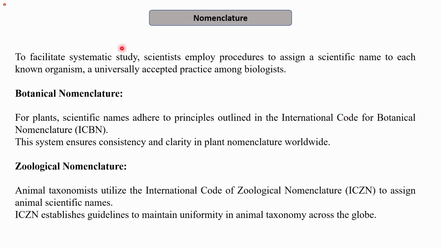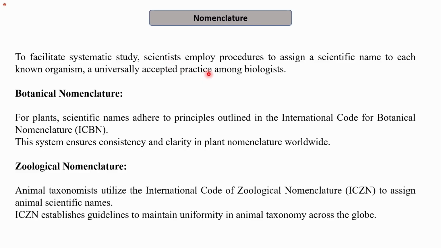So to facilitate systematic study, scientists employ procedures to assign a scientific name. Now we have some local names also. For example, in the local name we call it mango. But this mango can be called something different in some other parts of the world. So the scientific community needs a systematic system where different organisms are assigned a particular scientific name, which is universally accepted and practiced among all biologists.